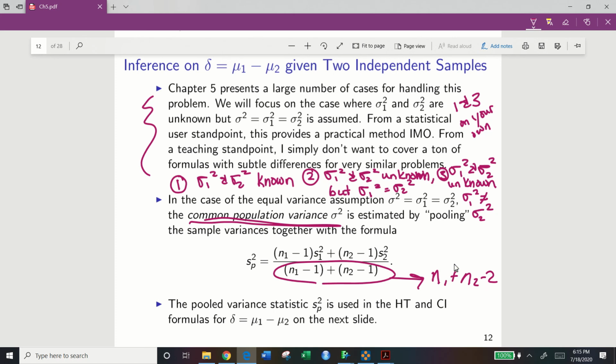And so for that reason, this is the one that statistics textbooks really focus on, if you're wondering why we would pick this scenario as one that may not seem as logical as some. All right, so going back to our slides, we use this pooled variance to calculate our hypothesis test and confidence intervals.